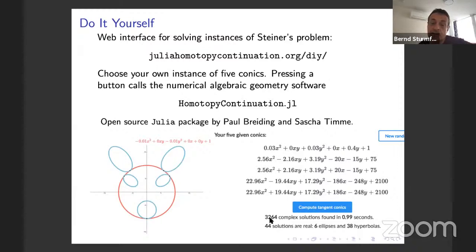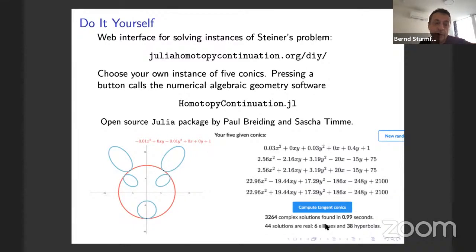So for this instance, in 0.99 seconds, we find that this was successfully solved. 3,264 complex solutions were found. Of those, only 44 were real, and 6 were ellipses, and 38 were hyperbolas. So on the website, it lists all the solutions, it shows you pictures, and as you scroll further down, you get more information about the solution. So this is an easy-to-use website that every high school student who has access to the internet can try out.